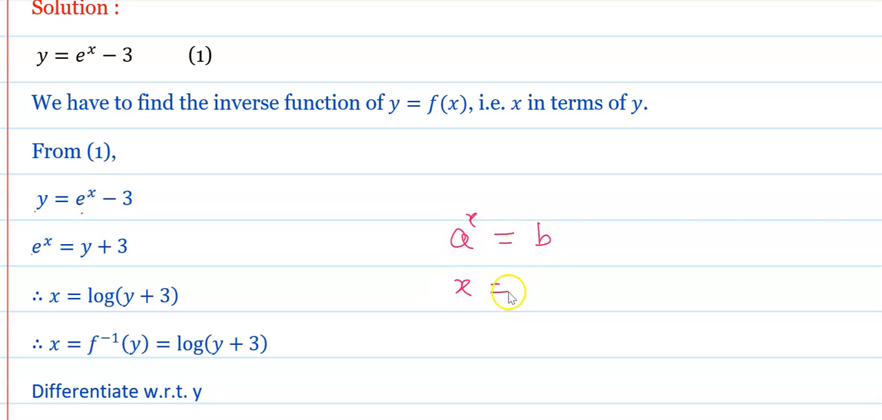That is, x is equal to log of b to the base a. Similarly here, this e comes here and it becomes log. Therefore, x is equal to log of y plus 3. Now here we have expressed x in terms of y. x is equal to f inverse of y, which is log of y plus 3.